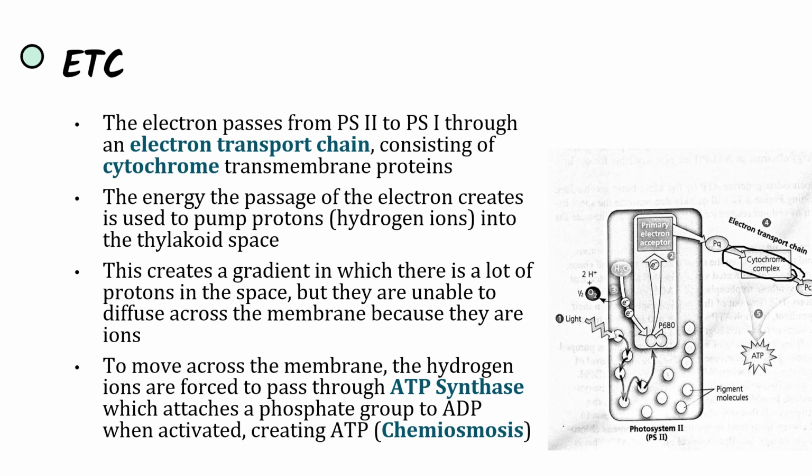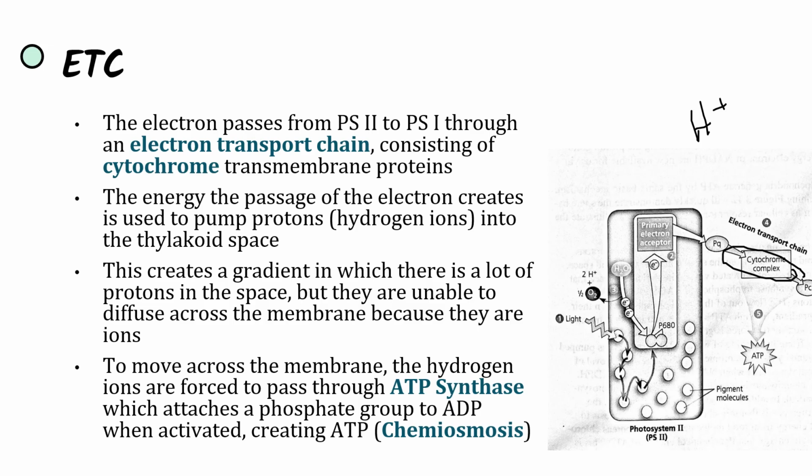This is again also where the hydrogen ions from the water molecule go. This creates a gradient in which there's a lot of protons in the space, but they are unable to diffuse across the membrane because they are ions. Remember, ions have a charge. We have a lot of H+ molecules in the space. They have a charge and are not able to cross the membrane without the assistance of a membrane protein.